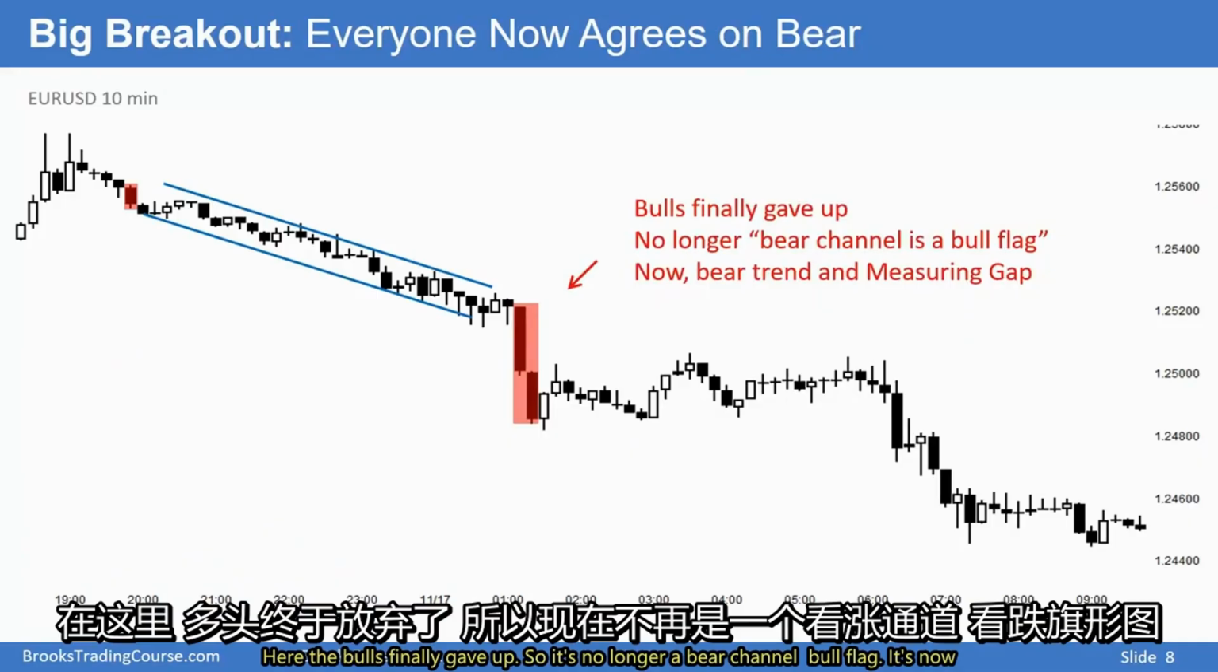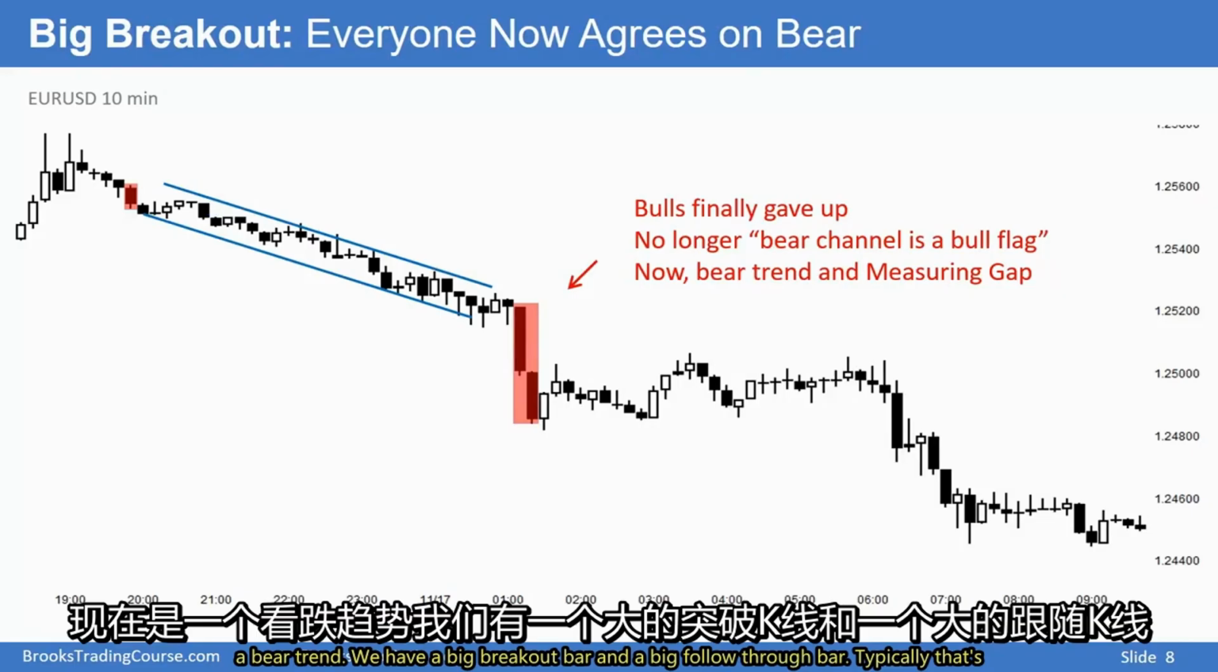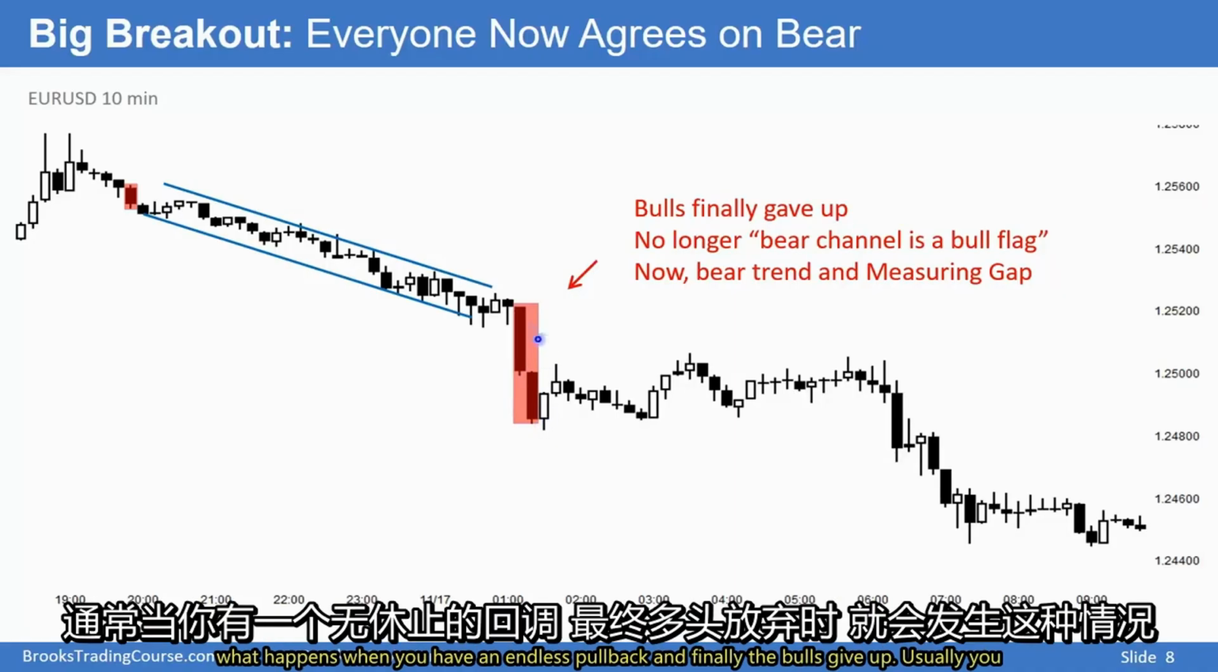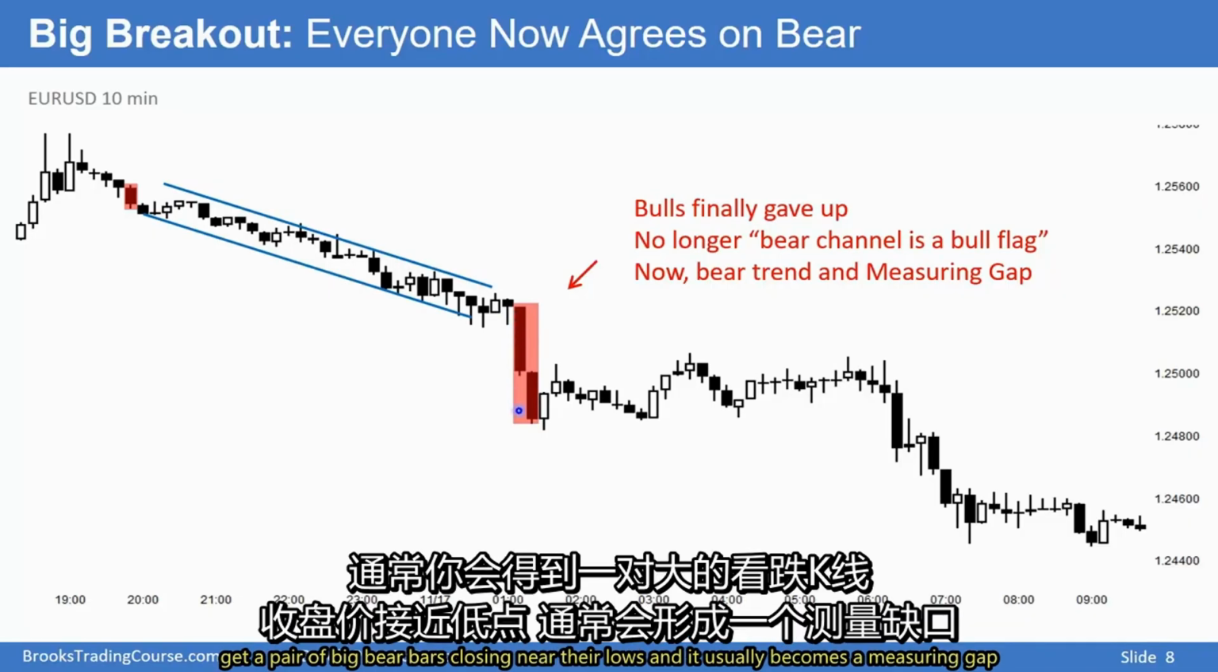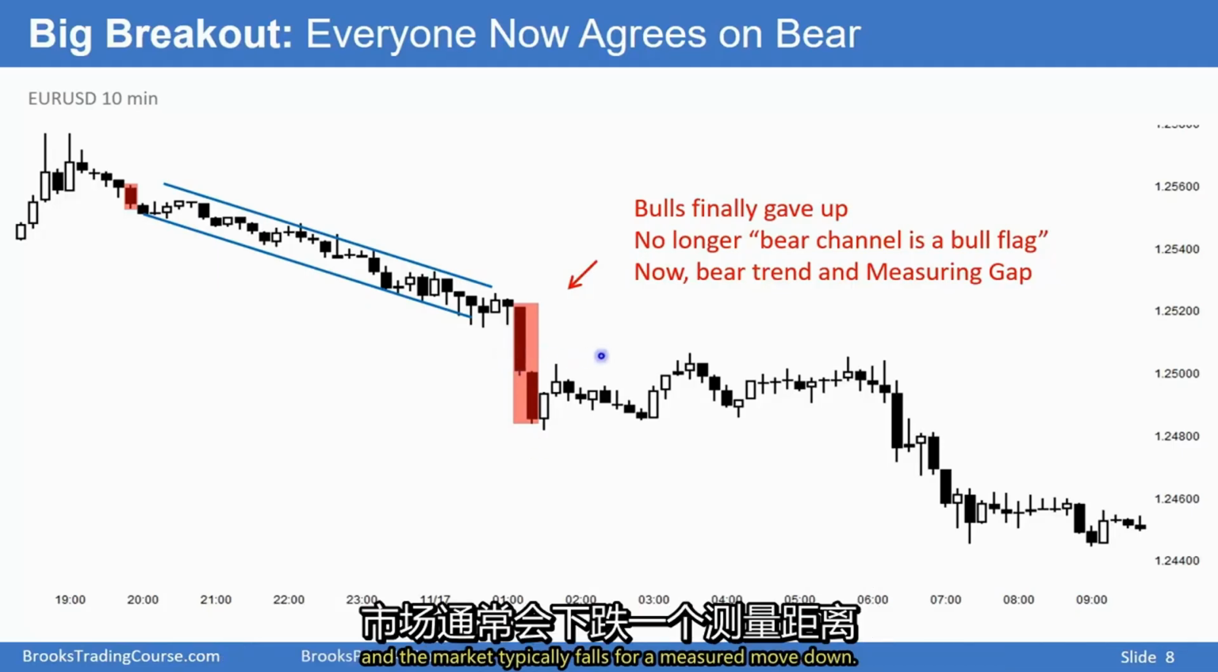Here, the bulls finally gave up. So it's no longer a bear channel bull flag. It's now a bear trend. We have a big breakout bar and a big follow-through bar. Typically, that's what happens when you have an endless pullback and finally the bulls give up. Usually you get a pair of big bear bars closing near their lows, and it usually becomes a measuring gap, and the market typically falls for a measured move down.